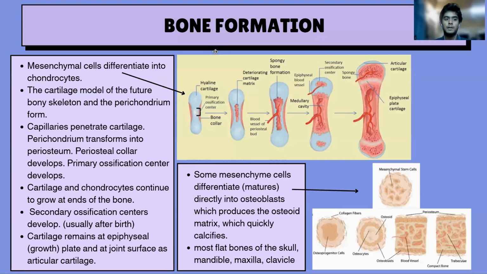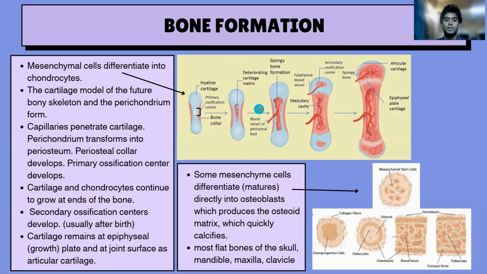Let's talk about how the bone forms. Firstly, mesenchymal cells will differentiate into chondrocytes. The cartilage model of the future shape and the perichondrium will start to form. Capillaries start to penetrate the cartilage. Perichondrium transforms into periosteum. Periosteal collar develops and the primary ossification center right here will start to develop.